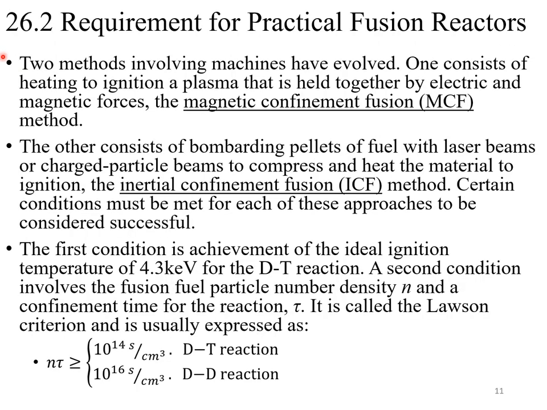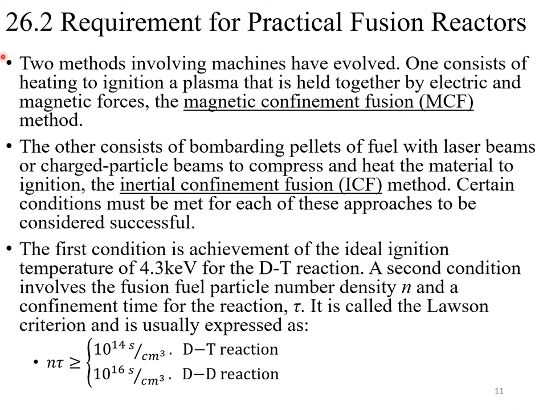Two methods involving machines have evolved. One consists of heating to ignition a plasma that is held together by electric and magnetic force. This is the magnetic confinement fusion method, MCF. The other consists of bombarding pellets of fuel with laser beams or charged particle beams to compress and heat the material to ignition. This is called the inertial confinement fusion, ICF, method.